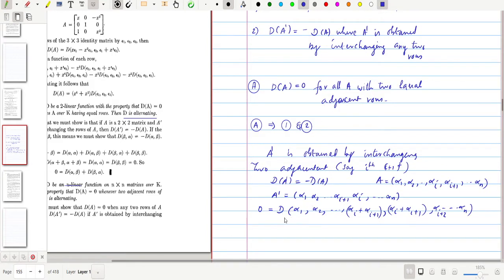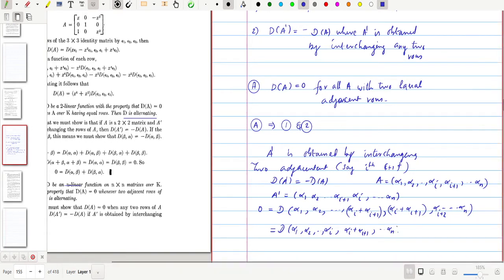Since D is n-linear, we can split this, using linearity first in the ith position, then in the (i+1)th position. The first term will be D of alpha 1, alpha 2, and so on, alpha i in the ith position, then alpha i plus alpha i+1 in the (i+1)th position, up to alpha n. The second term will be D of alpha 1, alpha 2, and so on, alpha i+1 in the ith position, and the sum of these two rows in the (i+1)th position, up to alpha n. Now, again using the linearity in the (i+1)th position, this can be written as D of alpha 1, and so on, alpha i in the ith position, alpha i itself in the next position, up to alpha n, plus D of alpha 1, alpha 2, and so on.